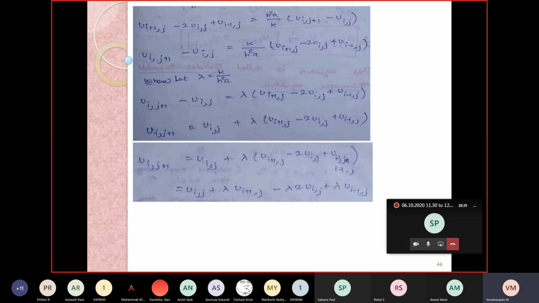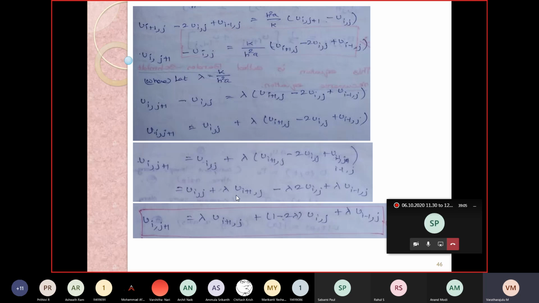And see what happens. While giving the lambda into three different terms, I am going to separate the ui comma j. Here we have ui comma j, here also we have ui comma j. Therefore, I am taking out the ui comma j. What we will get is 1 minus 2 lambda. See what happens: lambda u i plus 1 comma j, plus 1 minus 2 lambda u i comma j, plus lambda u i minus 1 comma j, and this is what is called the Schmidt relation.